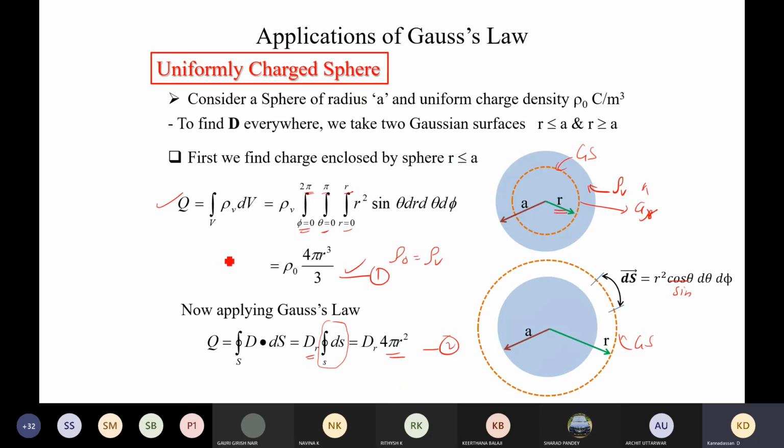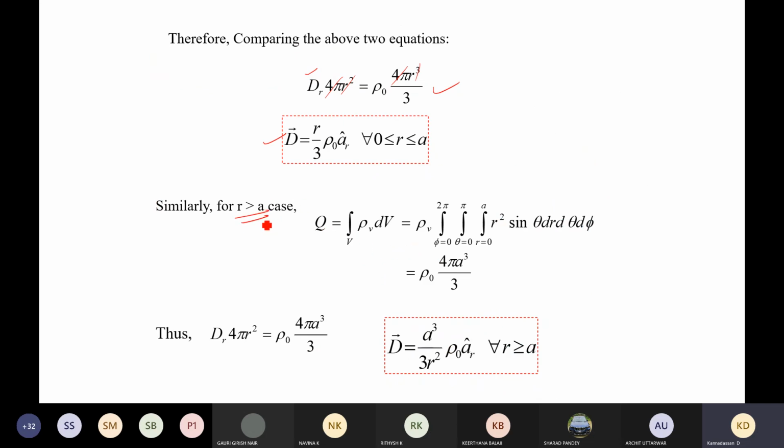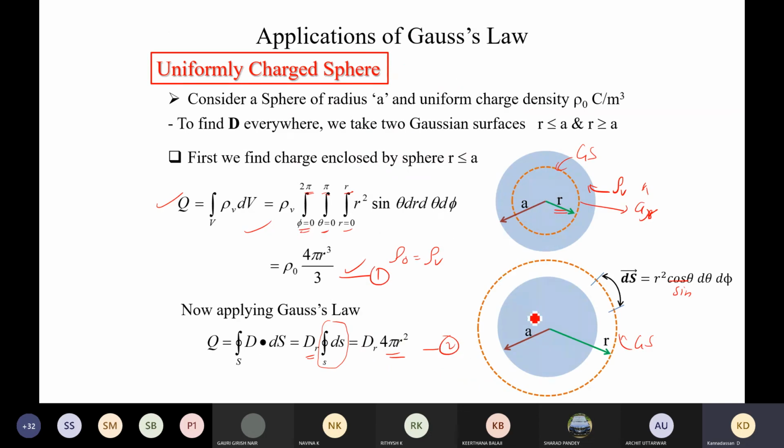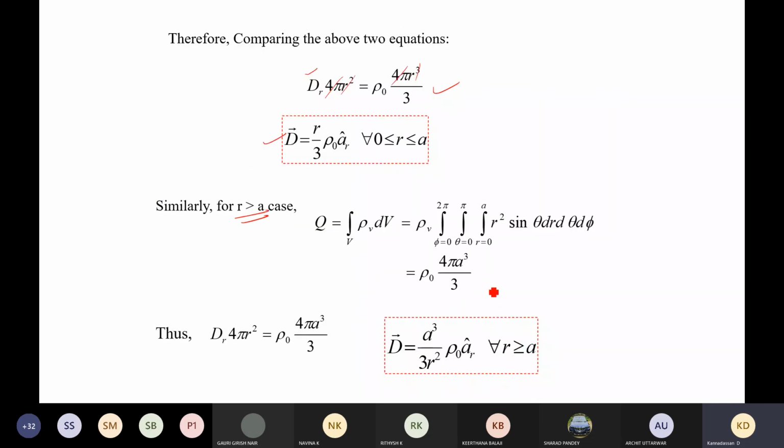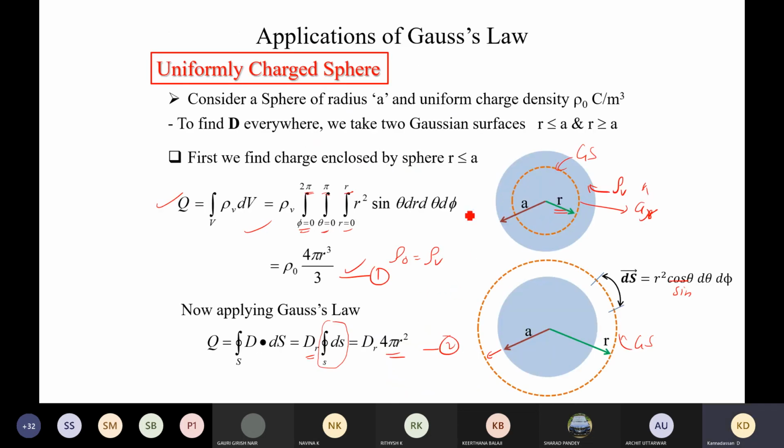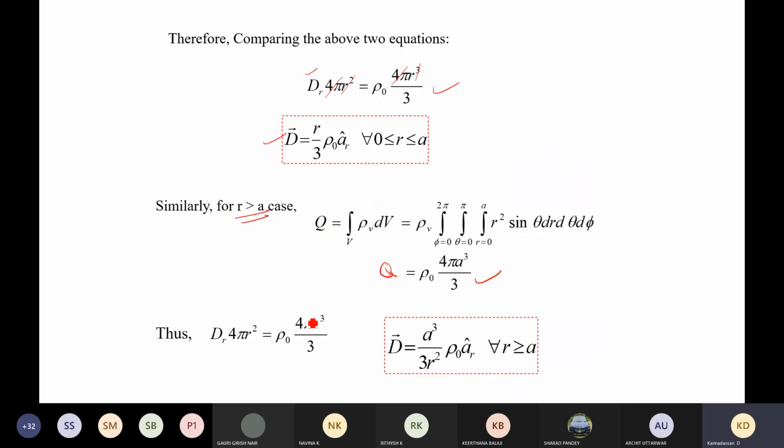Why? Because this integration is not valid for outside. The charge density will be available only up to a. Outside it won't be available. So when we do this for r greater than a, the charge density will be available up to here. After this, it is going to be 0. So whenever you integrate over this surface, at any radius, we can account only up to a. That is why we will always get the total charge equal to rho naught 4 pi a cube by 3, whereas inside it is r cube by 3. So you're supposed to know this difference.